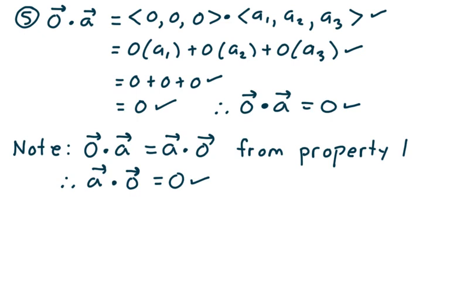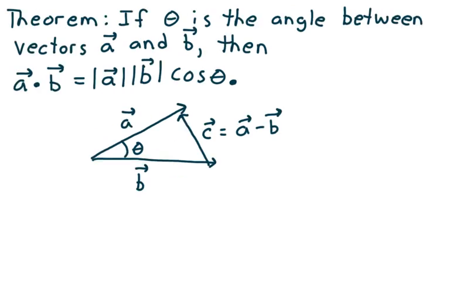Okay, let's continue forward. We're going to look at a theorem. If theta is the angle between vectors A and B, then the dot product of A and B is given by the magnitude of A times the magnitude of B times cosine of theta. One thing I want to make note of here, so let's put a note: we want theta to be between 0 and pi.